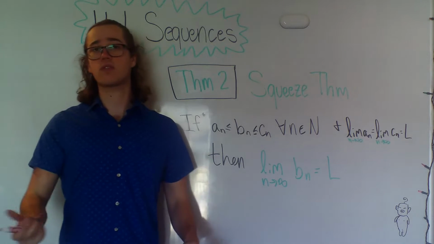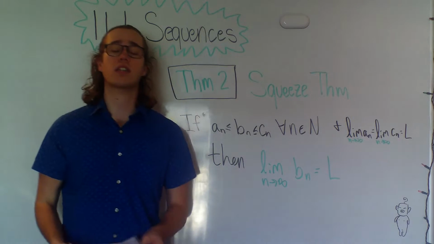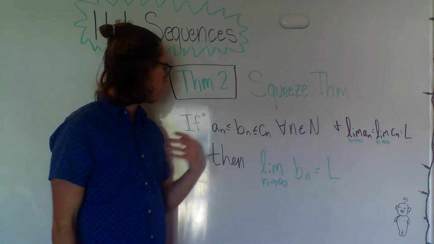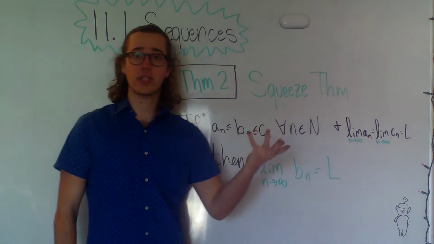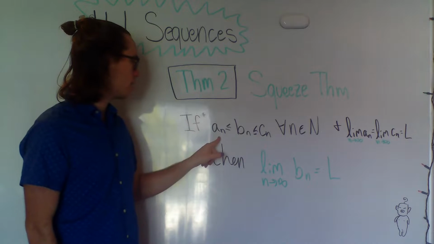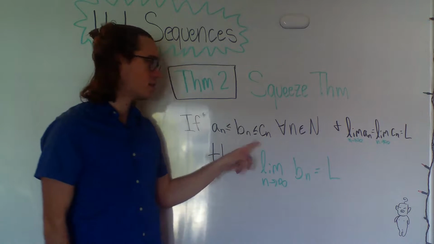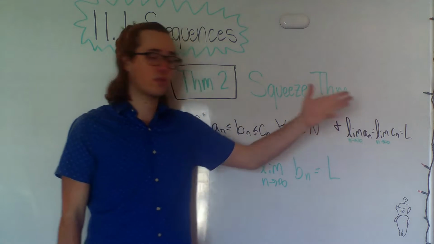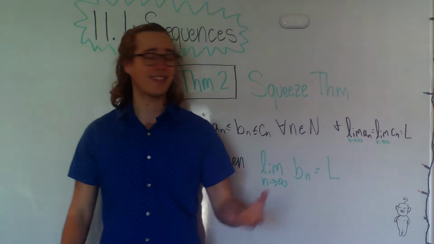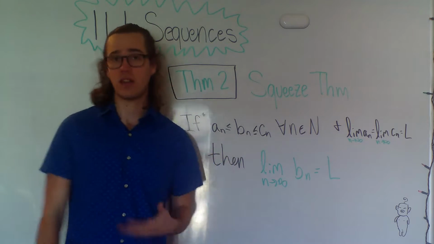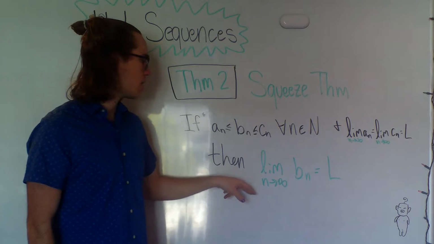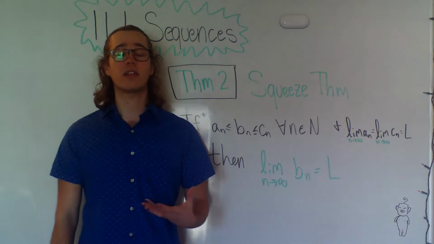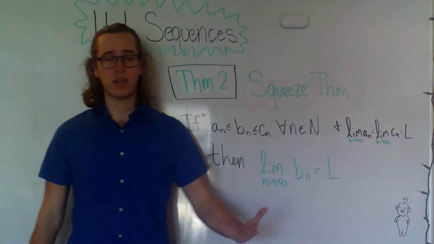For our next theorem, we have the squeeze theorem, and we've seen this before in terms of functions and taking limits, and now we want to see what it is for sequences. It states if a sub n is less than or equal to b sub n, which is less than or equal to c sub n, for all n in the sequence, and the limit as n approaches infinity of a sub n is equal to the limit as n approaches infinity of c sub n. If they both equal L, then the limit as n approaches infinity of b sub n also has to equal L.